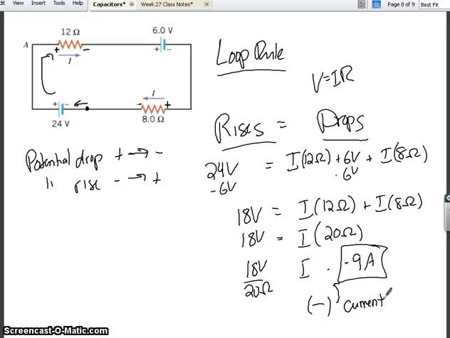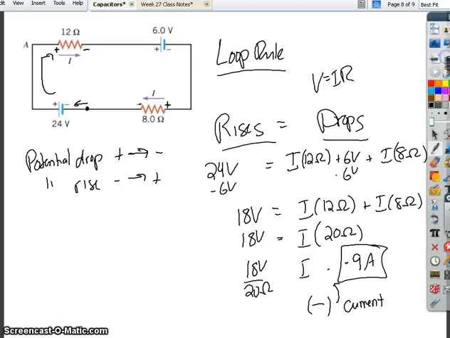Because remember, we said based on this picture, the current's going clockwise. And we can just pick a direction. And if our answer would have been negative, what that really tells us is the current should be going counterclockwise. Okay, so let's do another problem here.